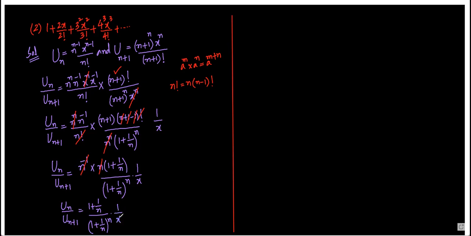Now applying limit n tends to infinity on both sides. For my convenience, let me take equation number 1 also. Maybe it is helpful somewhere. Taking limit n tends to infinity, limit of u_n by u_{n+1} is equal to 1 by x, a constant term. We pulled it out. What is left here? Limit n tends to infinity of (1 + 1/n) divided by (1 + 1/n)^n.